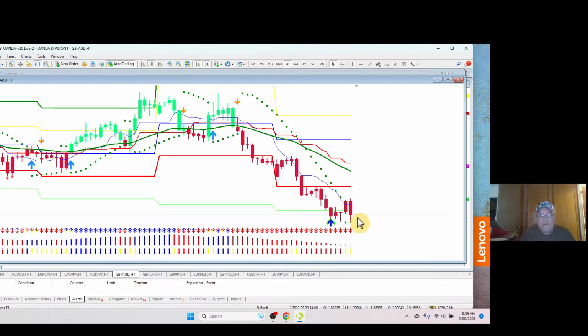I'm willing to risk $8 or $9. I'm sorry, that was $6. $6 because it was 12. I'm willing to risk $6 on a half position for training purposes. You can kind of see how I trade.